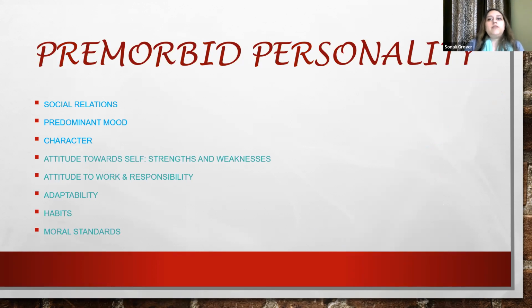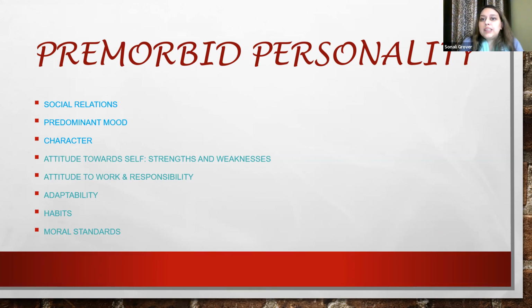Pre-morbid personal information: social relations, predominant mood, what is the character of the person, attitude towards self, strengths and weaknesses. Here, self-esteem, low energy, I feel I lose my patience, all these things will come. What is the client's attitude towards self? He will tell you, I'm not able to manage my time, I'm not able to give time to my wife. I know that, but then I just lose patience.